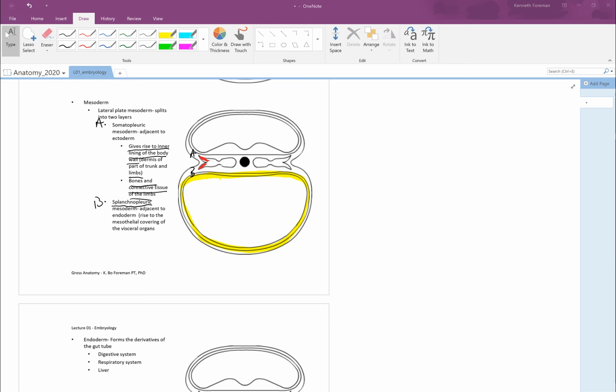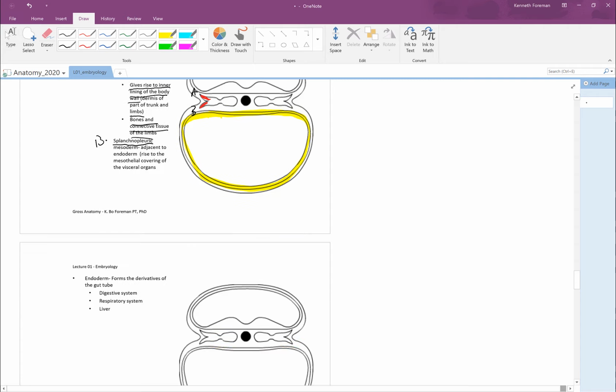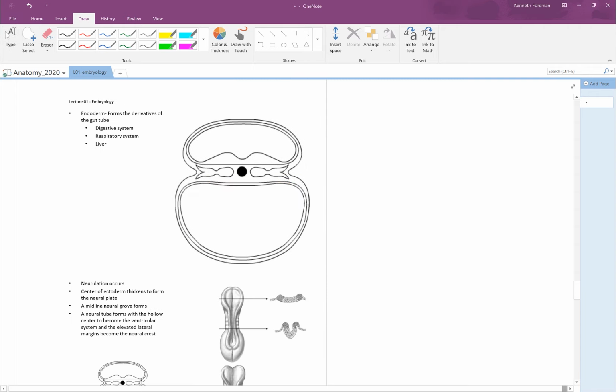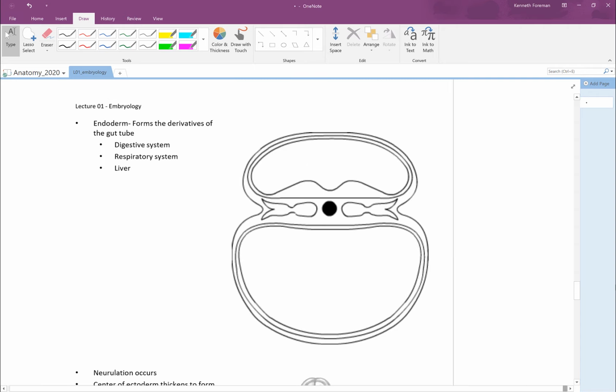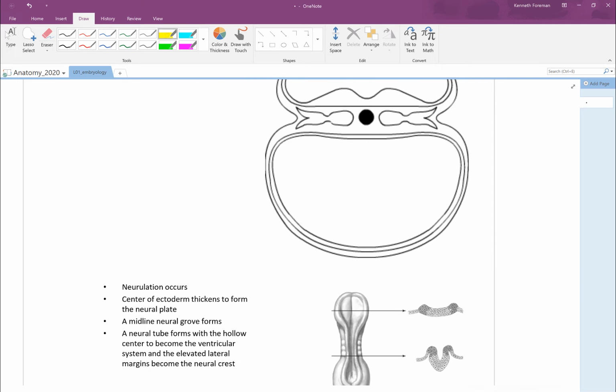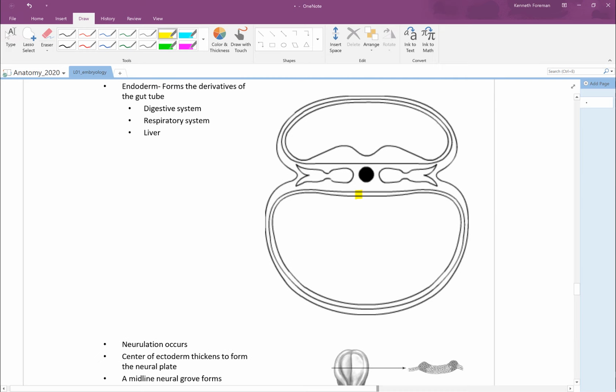All right, moving on. Now we get into the endoderm. The endoderm, in yellow here, is going to become the digestive system, the respiratory system, including the liver. So if you think about a tube that runs from your mouth to your anus, and off that tube you're going to basically develop other organs.